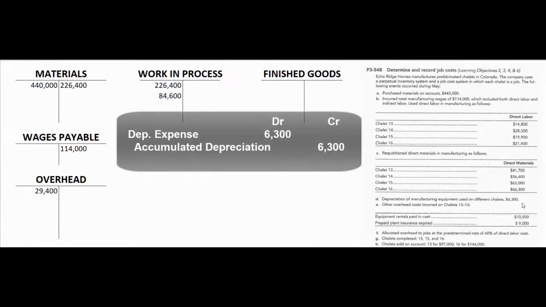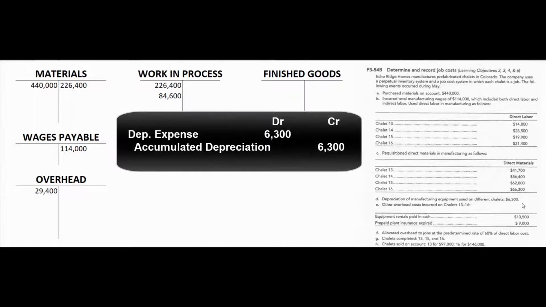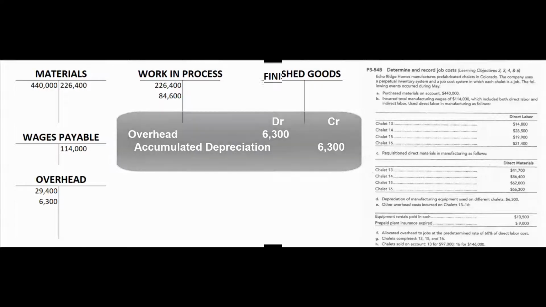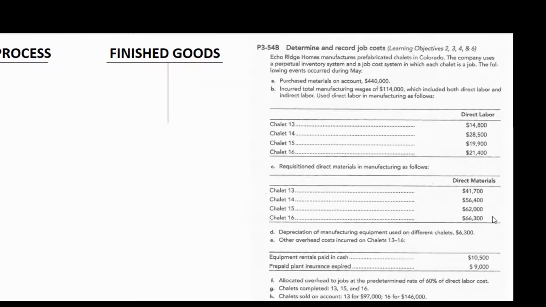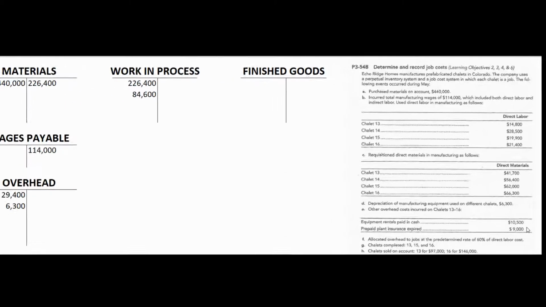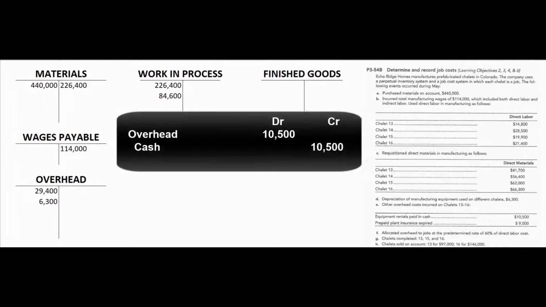So our journal entry for depreciation expense is debit depreciation expense, credit accumulated depreciation. Instead, we might debit manufacturing overhead, credit accumulated depreciation. So we're slowly building up a total here in manufacturing overhead. Next, we've got $10,500 worth of equipment rental. So let's debit manufacturing overhead and credit cash when we pay that rent.